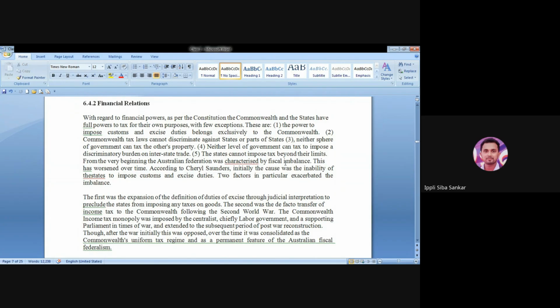From the very beginning, the Australian federation has been characterized by fiscal imbalance. This has worsened over time. According to Charlie Saunders, initially the cause was the inability of the states to impose customs and excise duties. Two factors particularly explain.